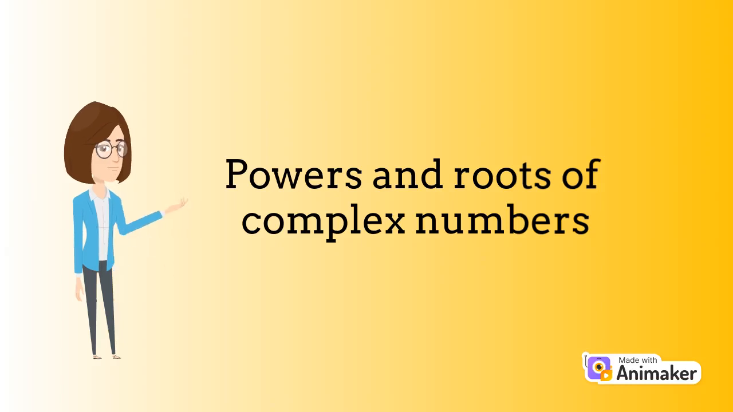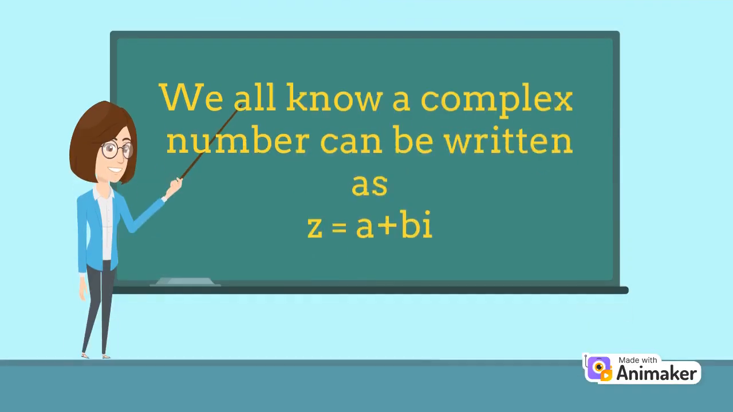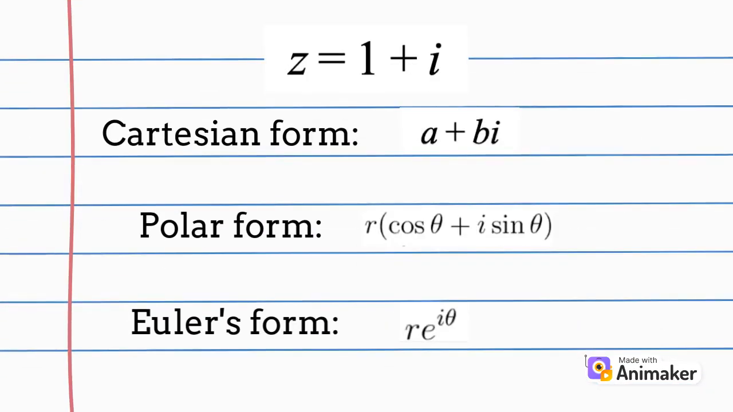Today, we'll be learning how to find the powers and roots of complex numbers using a special theorem. We all know that the rectangular form of a complex number is z equals a plus bi. But besides the Cartesian or rectangular form, there are many ways we can express a complex number, such as the polar form or Euler's form, all of which can be expressed using an Argand diagram that is very similar to the Cartesian plane we use with x-axis and y-axis.